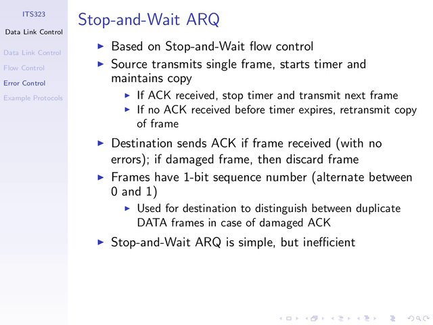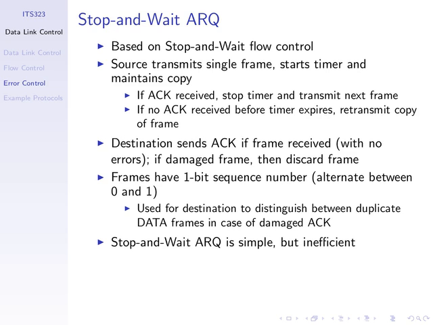So if an ACK is received, everything's fine, stop the timer, and move on to the next frame, which is the same: transmit a frame, start a timer, wait for an ACK. But if our timer reaches some limit, then retransmit a copy of the frame that we just sent. So that's our error control mechanism. If we don't receive an ACK within time, send again.